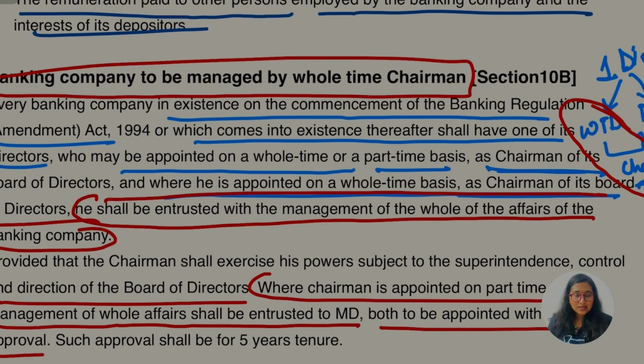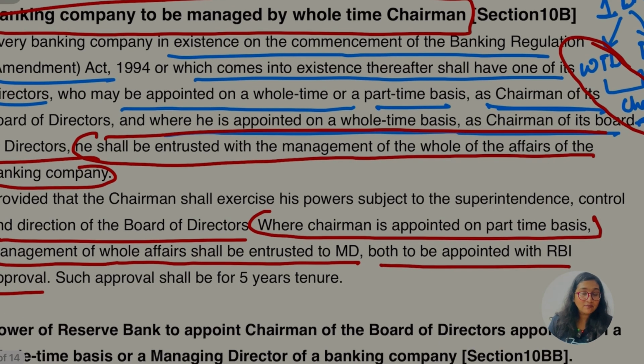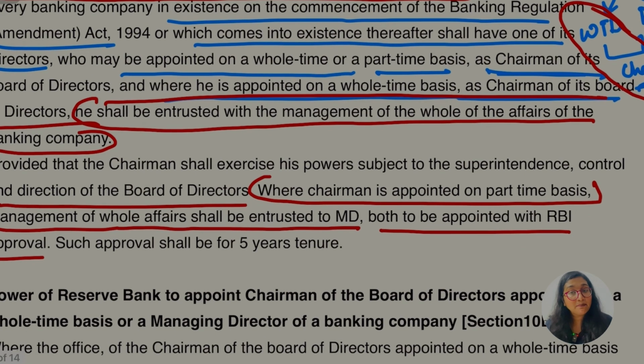What if the chairman is appointed as a full-time director? Then he has to give his full attention to the day-to-day banking transactions and activities of the banking company. But what if he is a part-time director? The chairman is a part-time director.